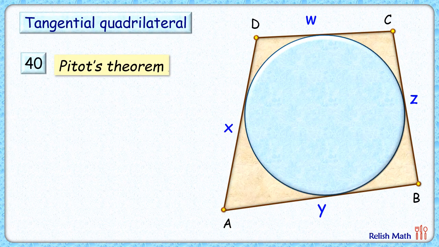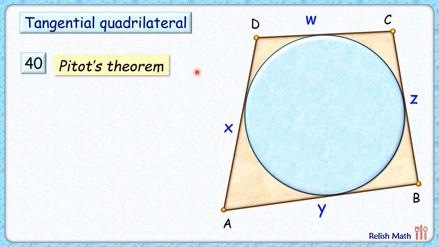That was all about tangent. Now let's talk about tangential quadrilateral. A quadrilateral in which you can draw a circle which will touch all the four sides is called a tangential quadrilateral. The first one, the basic theorem, is Pitot's theorem.